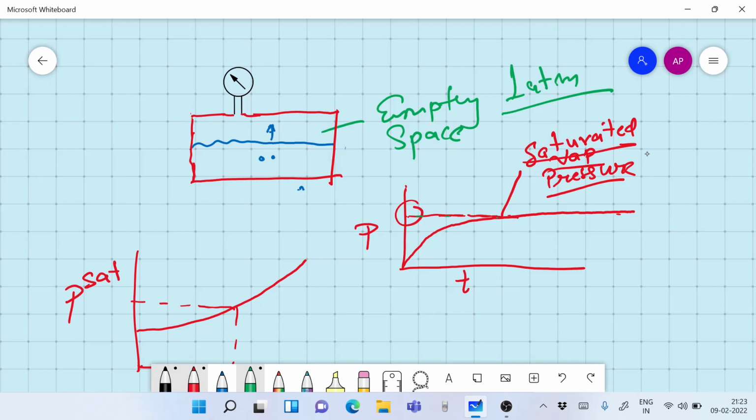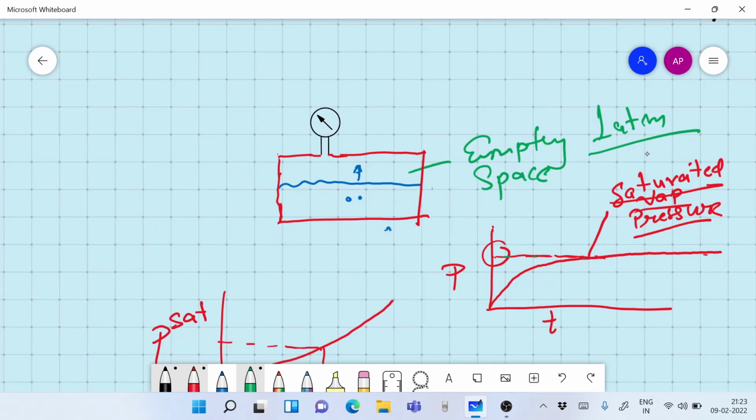Right. Therefore, this is what we understood about vapor pressures.